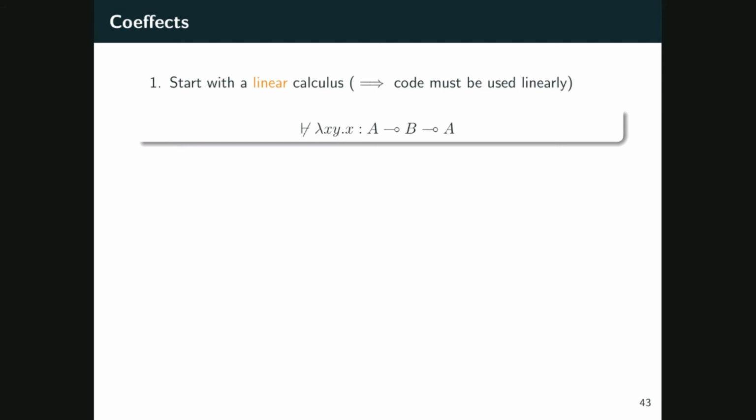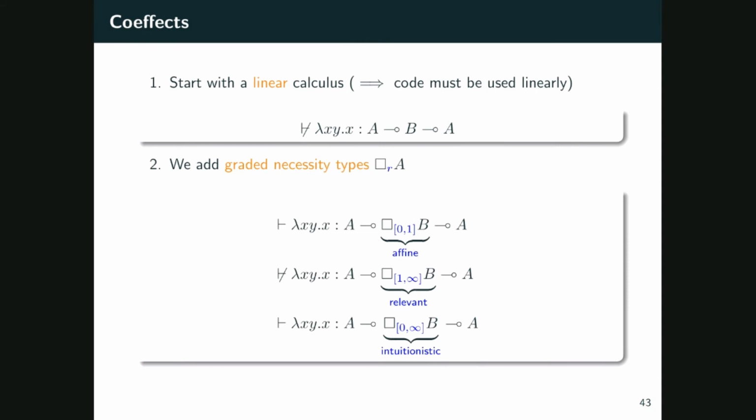Okay, so as I said, we start with the linear calculus, which means, for instance, that we are not able to type the usual combinator K, right? And what we do to overcome these problems, so to say, is to add graded box types. So, for instance, we can have a box type for affine usage of programs, or for relevant usage of programs, or for intuitionistic usage of programs.